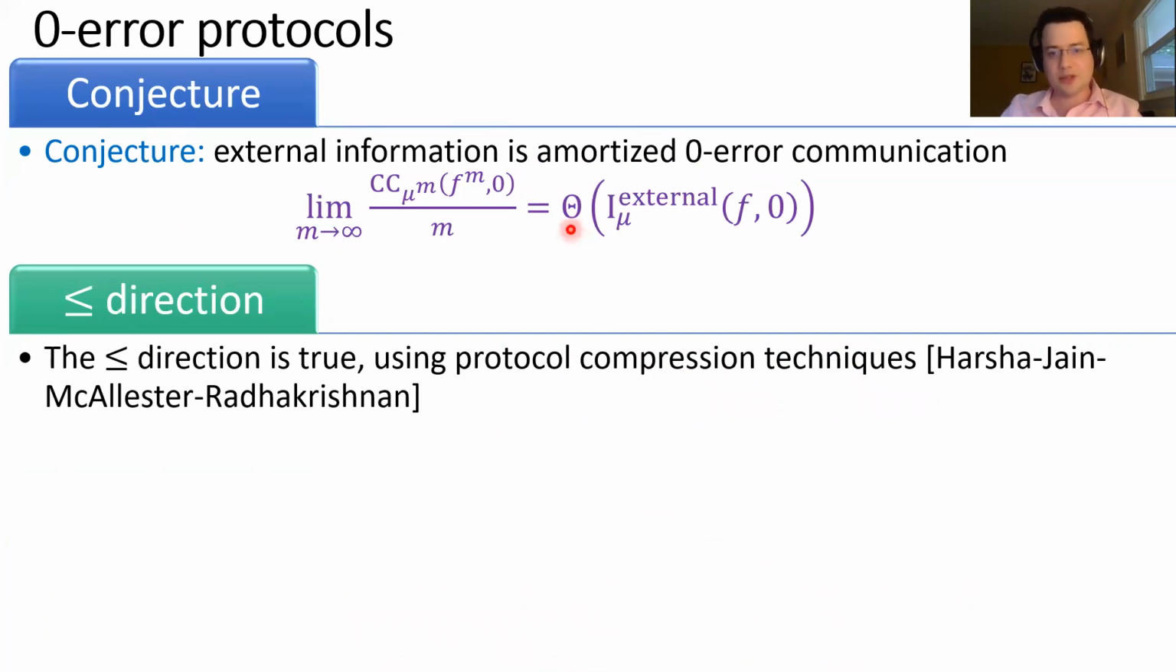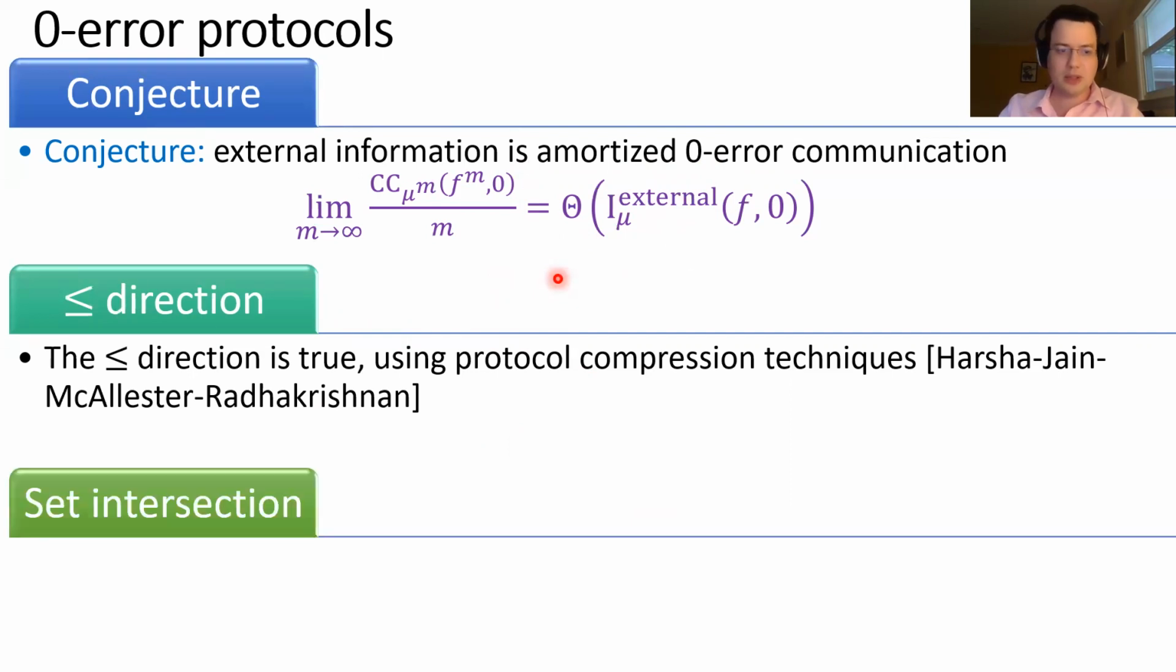For one direction it is actually true. It follows from known protocol compression techniques, and it's important that it's true, but it's only true with external. It wouldn't be true for internal. For internal, if you try to prove the less than or equal direction, you only get some error here. But with external, you actually get to error 0. So there one direction is known to be true.